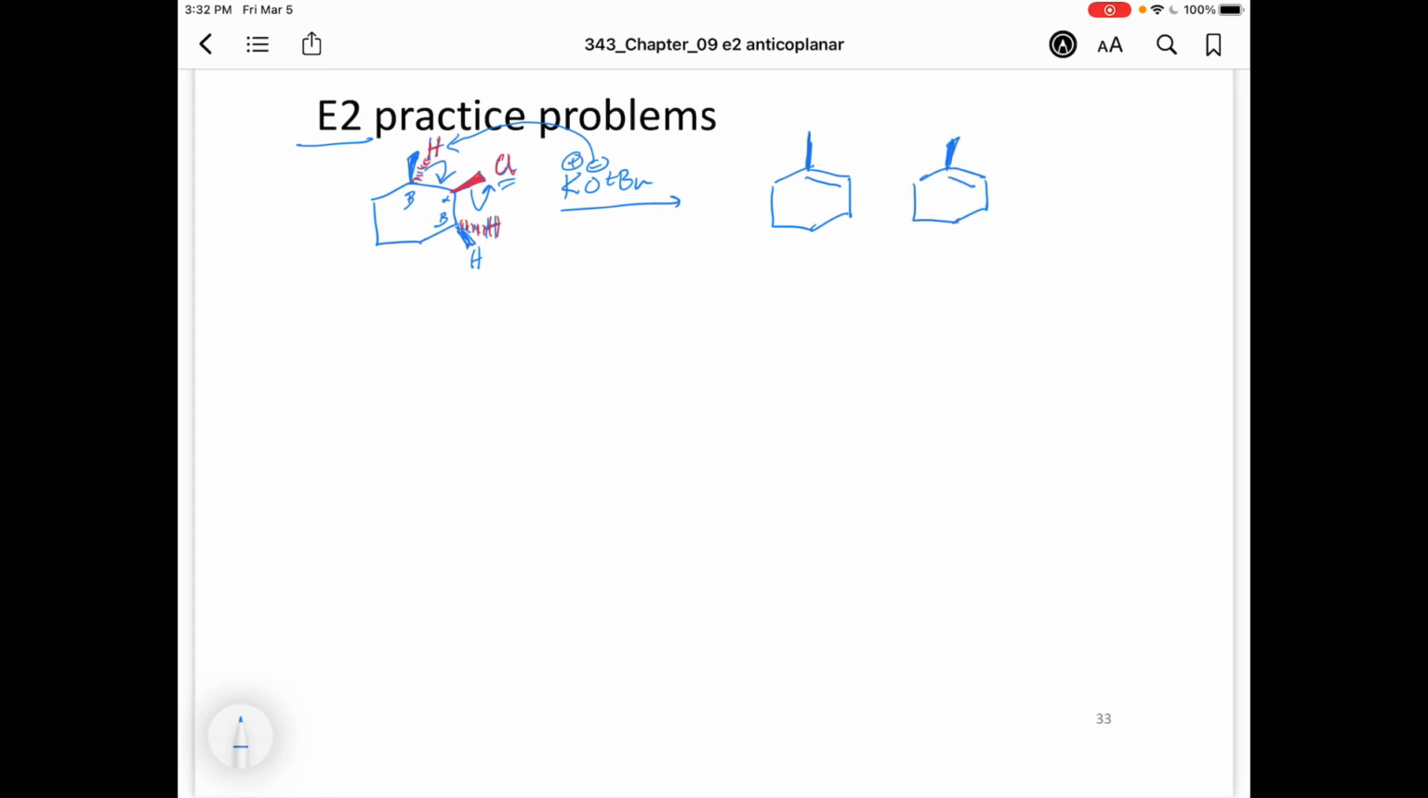This is wrong. You can't put a wedge like this. Remember that this carbon here is now sp2 hybridized, which means that it is planar. So you always draw them with flat lines when you're dealing with alkenes.